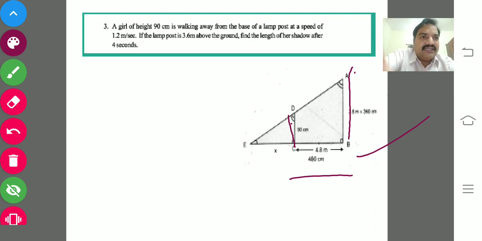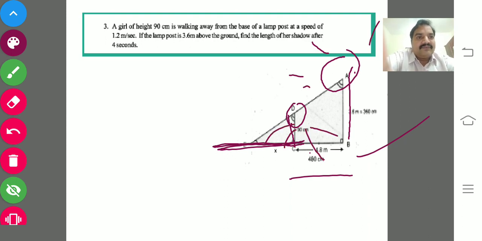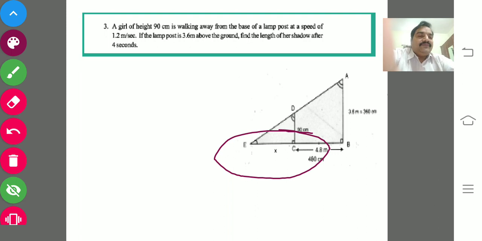You know that here the bulb is there, here the object is there, so automatically the shadow will be coming in front of her. Am I right? Because the bulb is here, the girl is here, so automatically the shadow will come in the front portion. The shadow is nothing but CE.